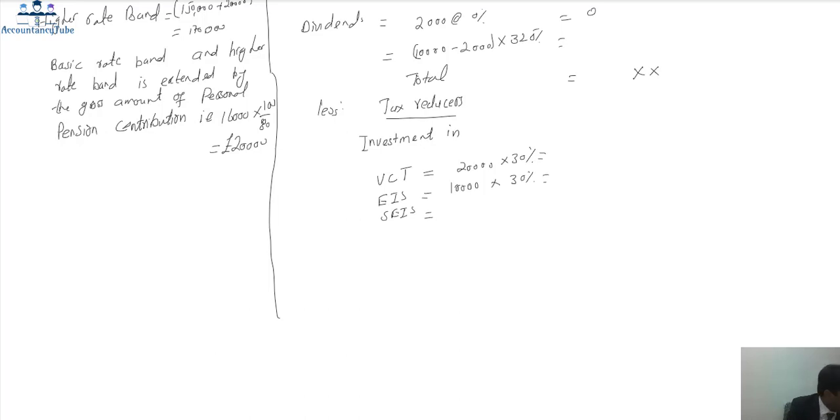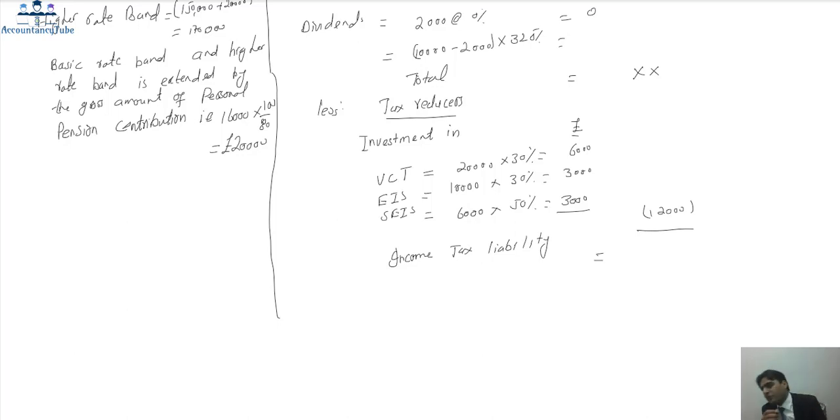And in SEIS, we have invested £6,000, but in this case it's 50% relief, 50% tax reducers, which is £3,000. So total amount of tax reducers is £12,000. So our income tax liability will be reduced by the total of tax reducers of £12,000. Remaining amount will be our income tax liability. Okay, so that's our income tax liability here.